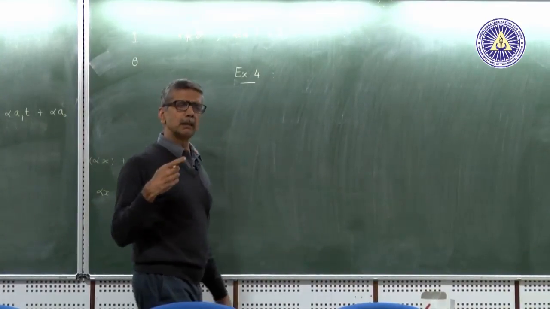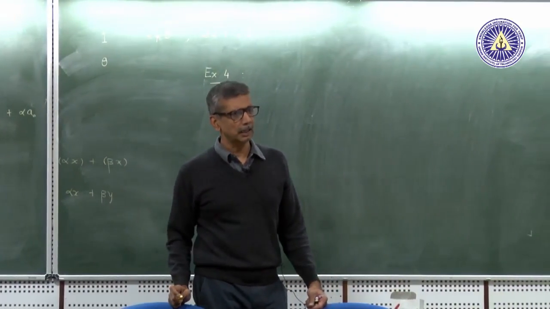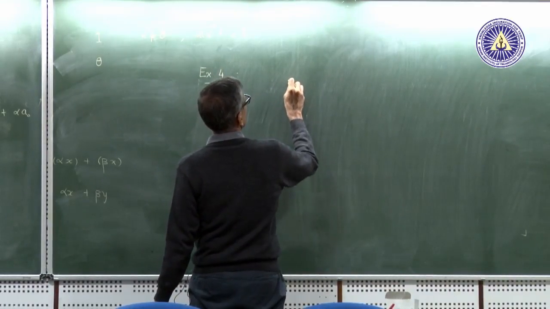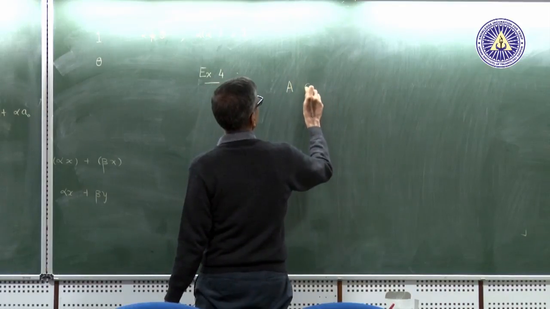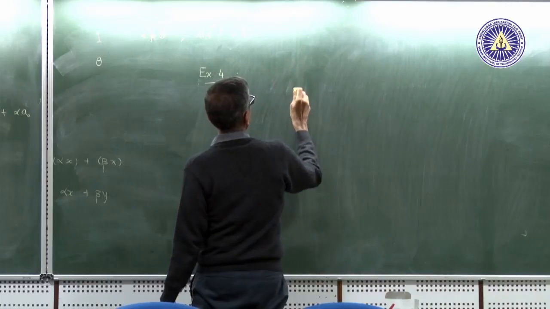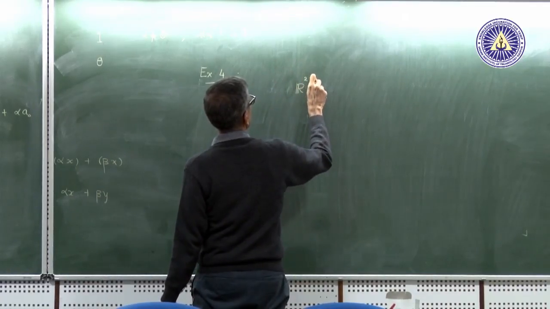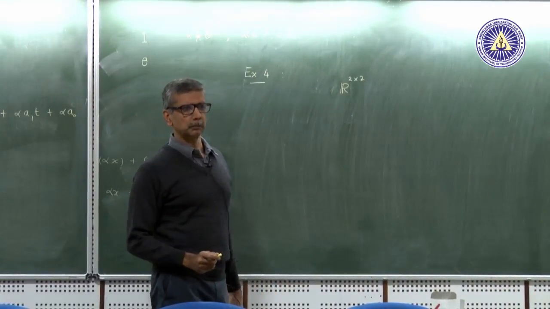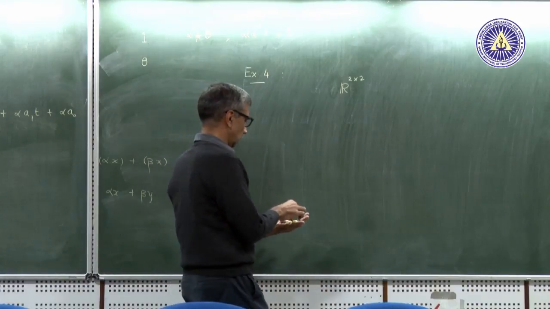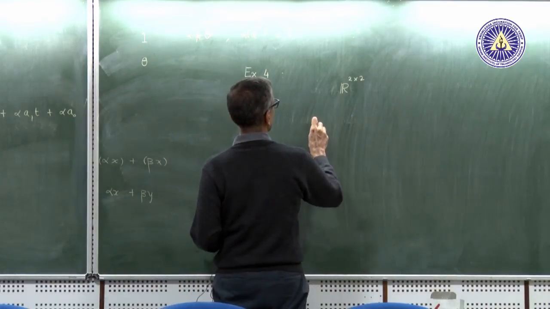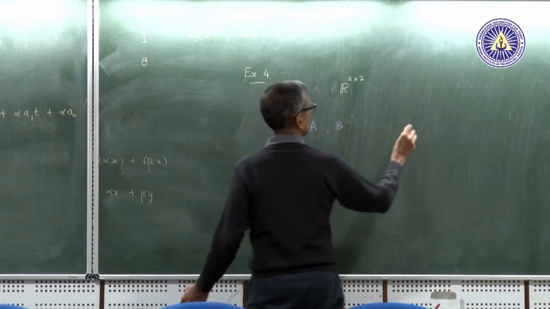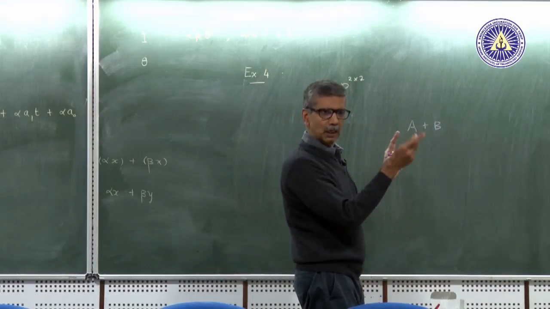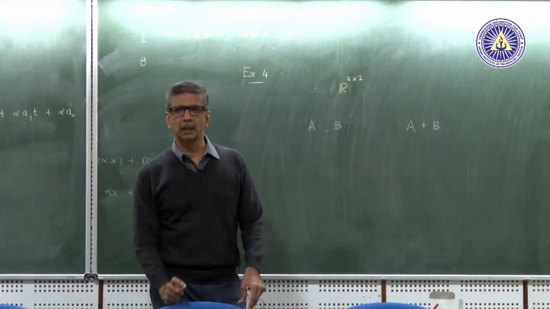Set of all matrices means dimension you will have to give me first. N by N? Okay, 2 cross 2. Set of all matrices, let us call it R 2 by 2. What is the binary operation? So, A plus B, component wise you will add. Component wise he says you add up.